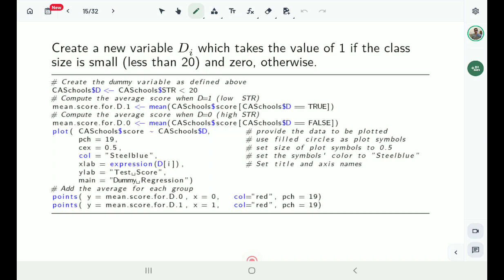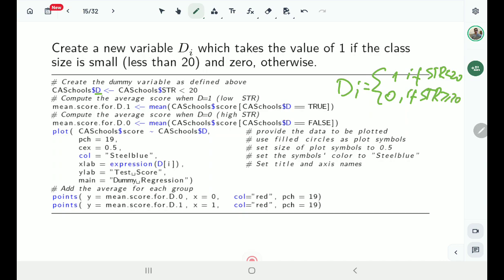So suppose we are creating a new dummy variable, t. You see, this dummy variable takes the value of 1 if the str variable is less than 20. So if you have a small class size, then this t variable receives the value of 1, and 0 if the str variable is greater than or equal to 20.